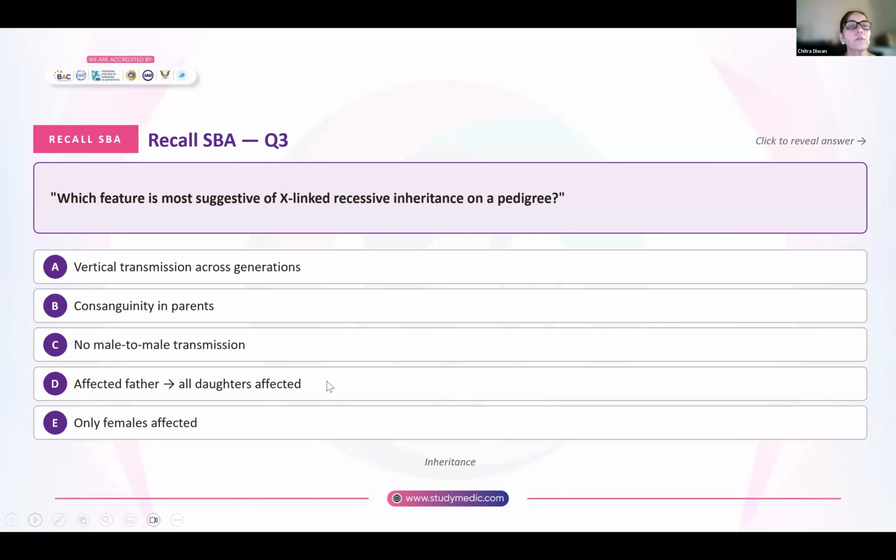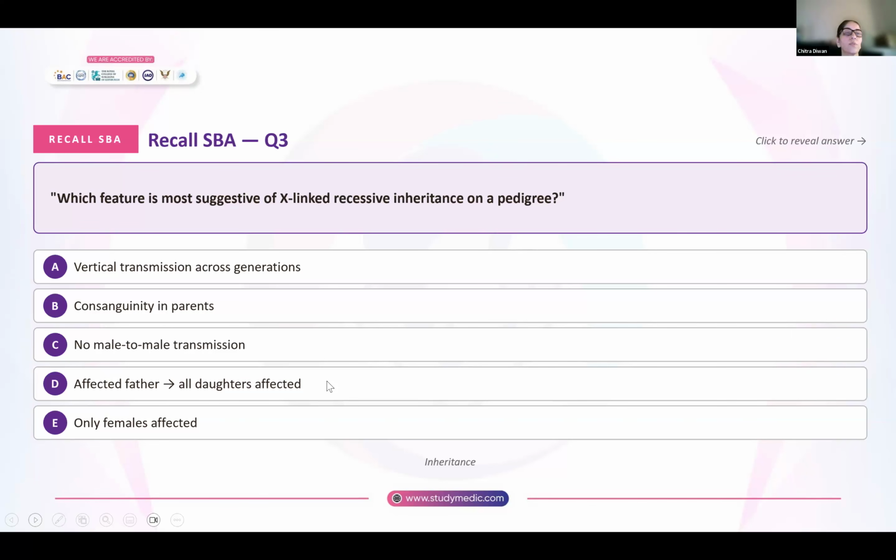Which feature is most suggestive of X-linked recessive inheritance? Remember, X-linked recessive: always carrier mother, and males are the ones that are affected. Vertical transmission across generations, it is recessive, so you will not get vertical transmission. Consanguinity in parents, it could be there.